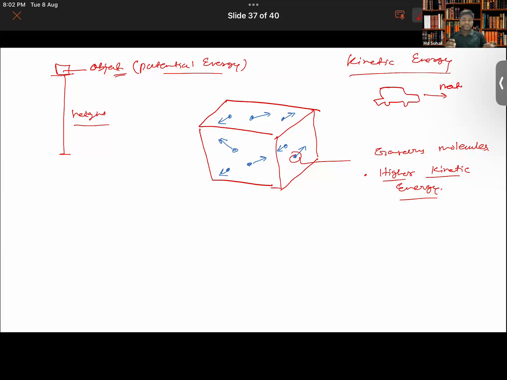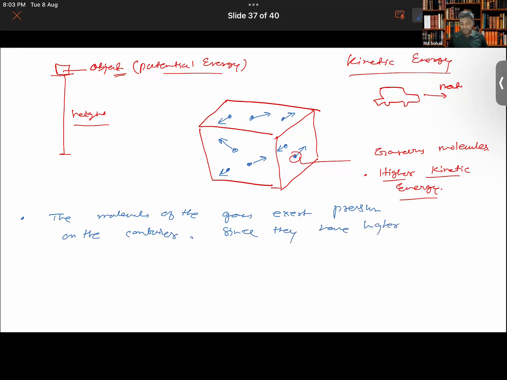So here, since there are so many molecules, they are applying a large amount of force. And due to that force, pressure is generated on the walls of the container. So it is here that the molecules of the gases exert pressure on the container, since they have higher kinetic energy.